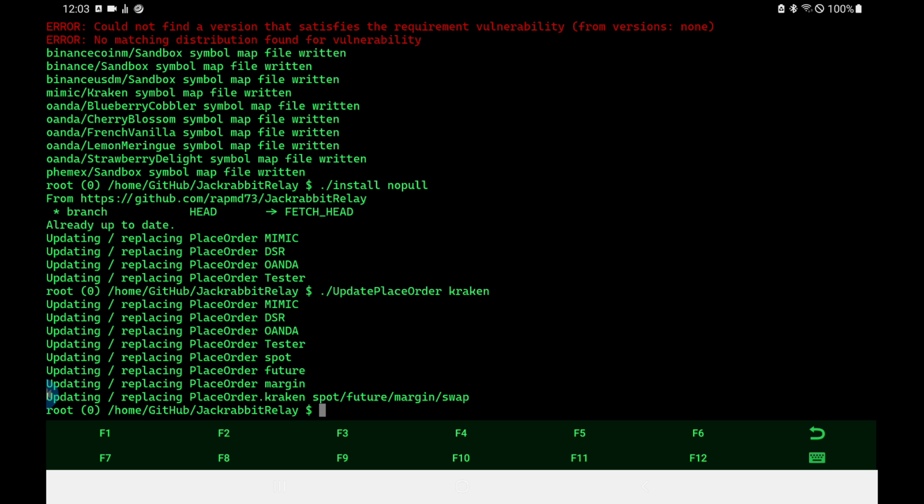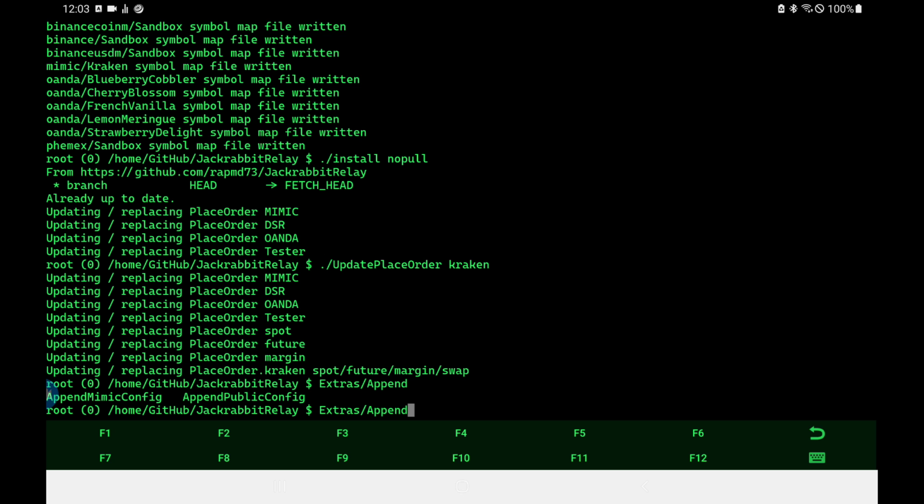OHLCV data. So we go to the extras, and if you press tab, you'll get two commands. The first one we're going to use is the public data information. This will build configuration files with public references that will give us a list of exchanges we can use in our testing. That is, we can use their market data, we can examine their market data, so forth.